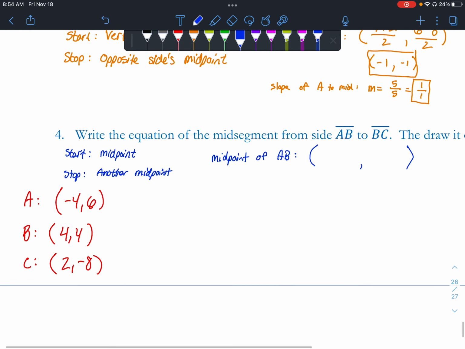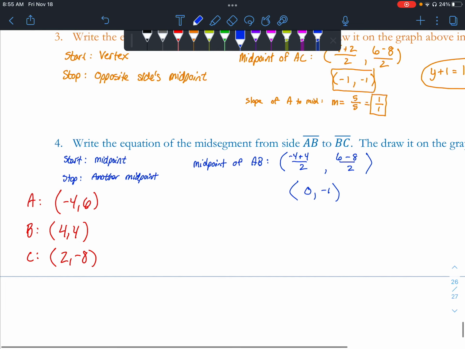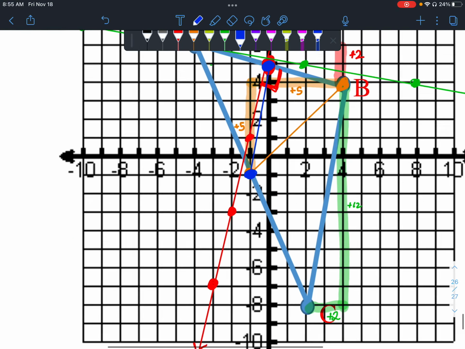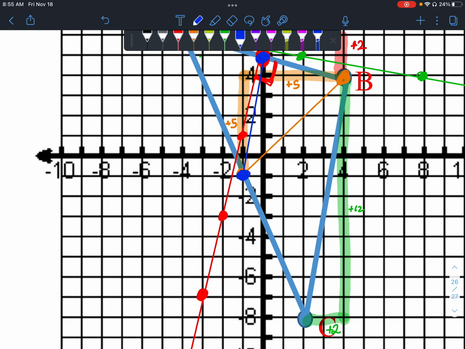So the midpoint of AB, if I add the x's together, that's negative 4 plus 4 divided by 2. Add the y's together, 6 minus 8 divided by 2. Negative 4 plus 4 is 0 divided by 2 is 0. 6 minus 8 is negative 2 divided by 2 is negative 1. Let's toss that on there, 0, negative 1. Hey, look, I done messed up somewhere.